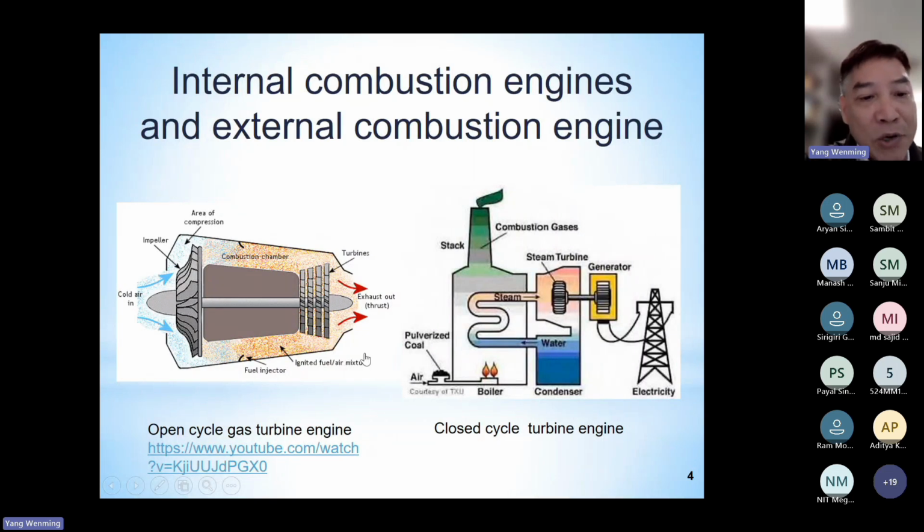Okay, so let me show you a video so that you can better understand how the engine is designed and the basic working principle. So let me show you the video first.